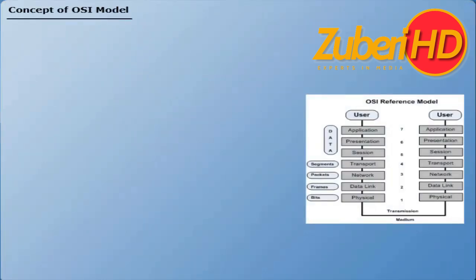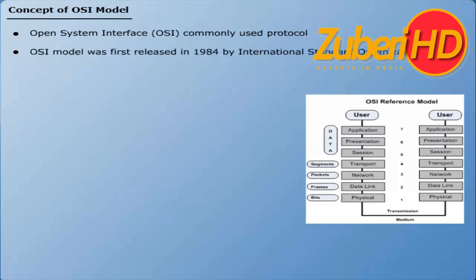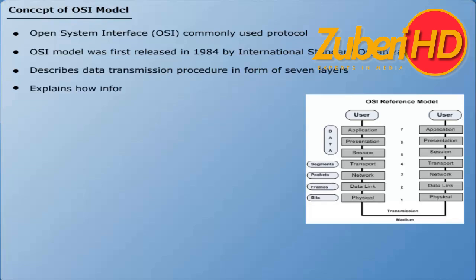Concept of OSI model. The Open System Interconnection, OSI, is the most commonly used protocol in network communication. The OSI model was first released in 1984 by the International Standards Organization, or ISO. It describes the data transmission procedure in the form of 7 layers.